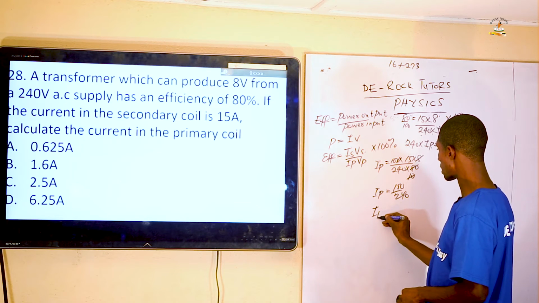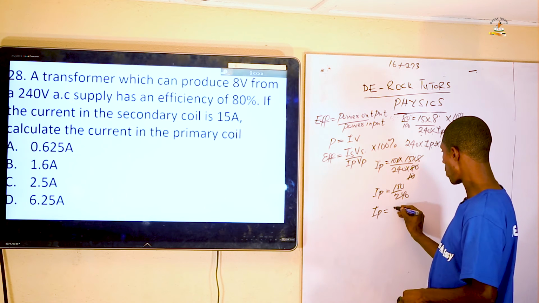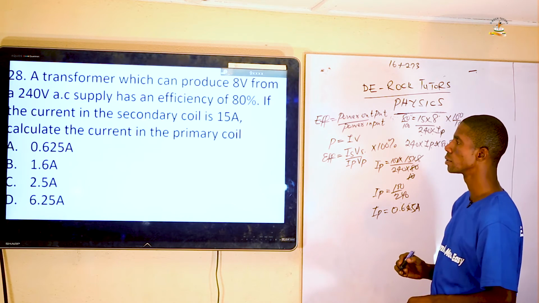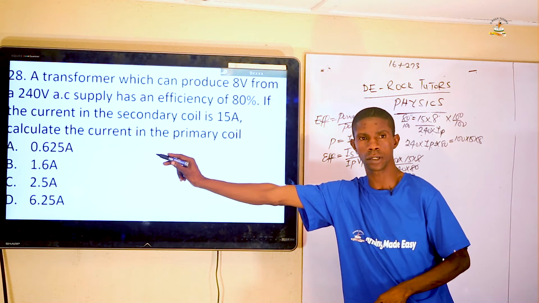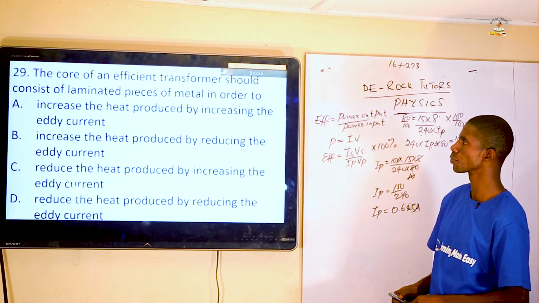So if I divide this 150 by 240, I will have 0.625 amperes. So that gives option A indeed. So shall we now go to the next question?